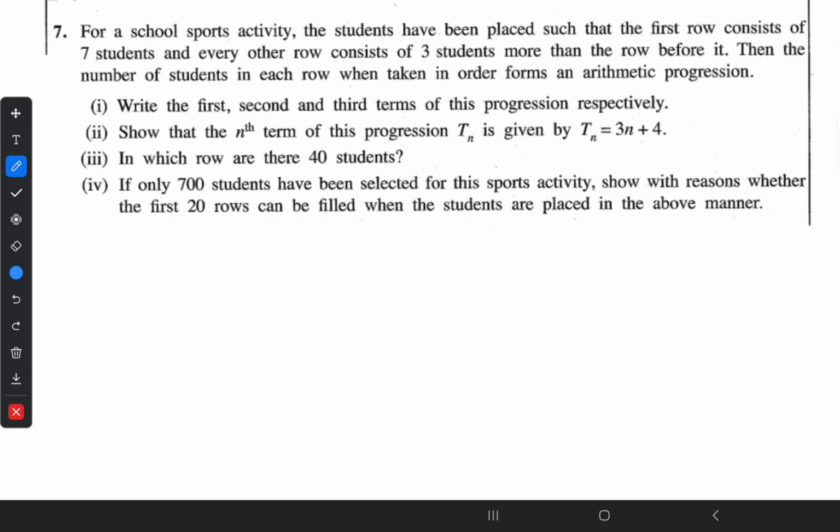In the first row there are 7 students. In the next row, 3 students more than that, which means 10 students. And then 13 students. To write this, you will get 2 marks. This is a grade 5 question.